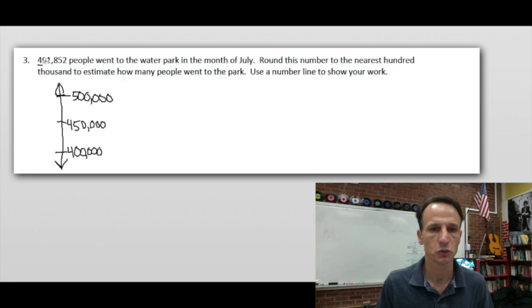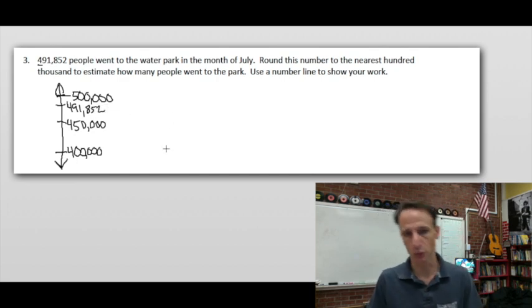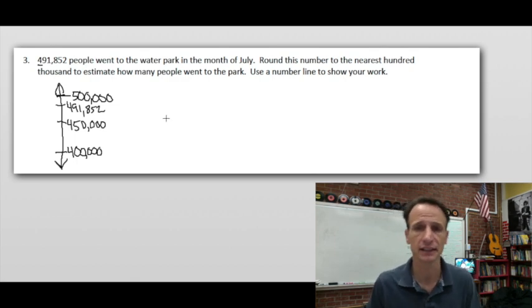And now we can place this number. You see 491 would come almost all the way up to 500, right? So we'll put it up here. 491,852 people. Woo, that's one busy water park. That's like a city. That's a major U.S. city right there going to that park.